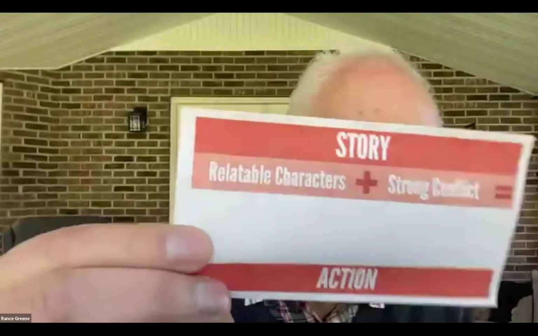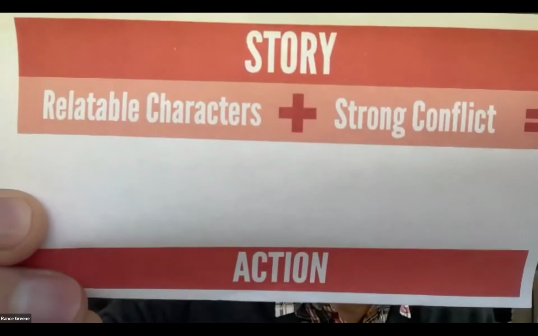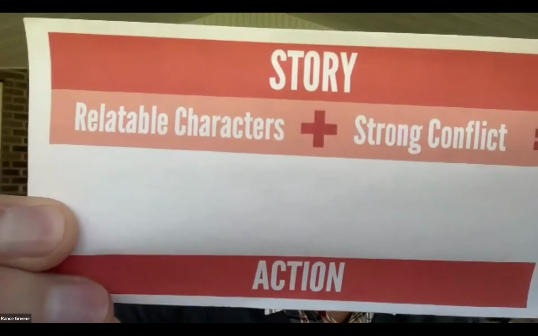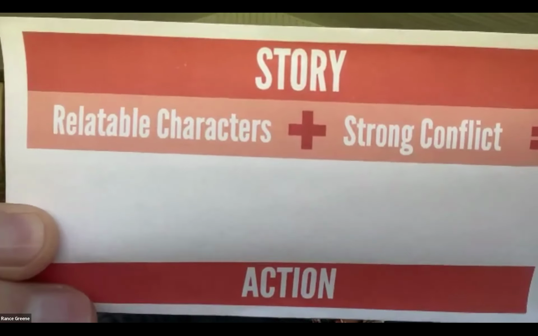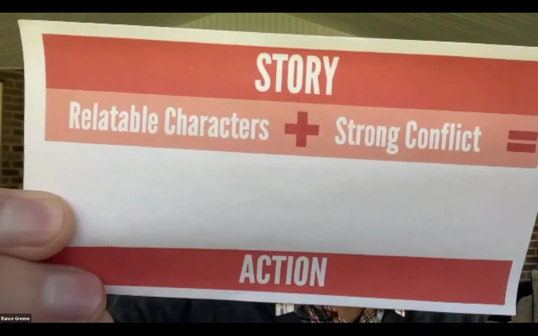So there are two elements of a story that must be present for there to be a story in training, okay? The first is relatable characters. The second is strong conflict. Relatable characters plus strong conflict.